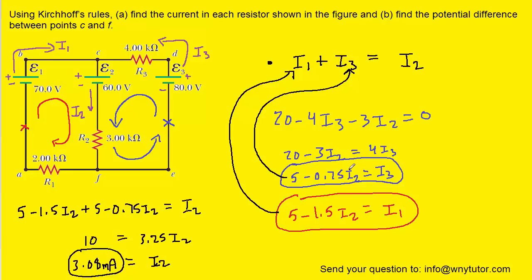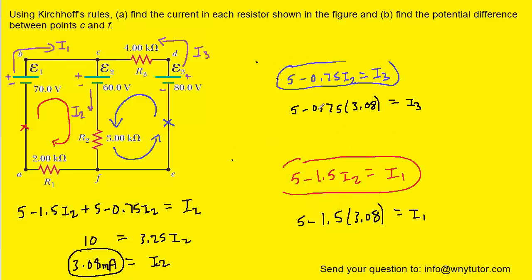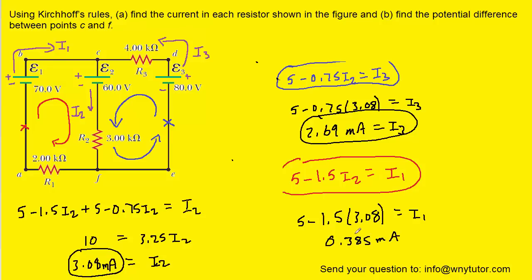Now we can go in and plug in I2 right here to solve for I3, and then plug it in right here to solve for I1. And so when we plug in to solve for I3, we get roughly 2.69 milliamps. And then I1 turns out to be approximately 0.385 milliamps. And so these answers would be correct for part A of the question.